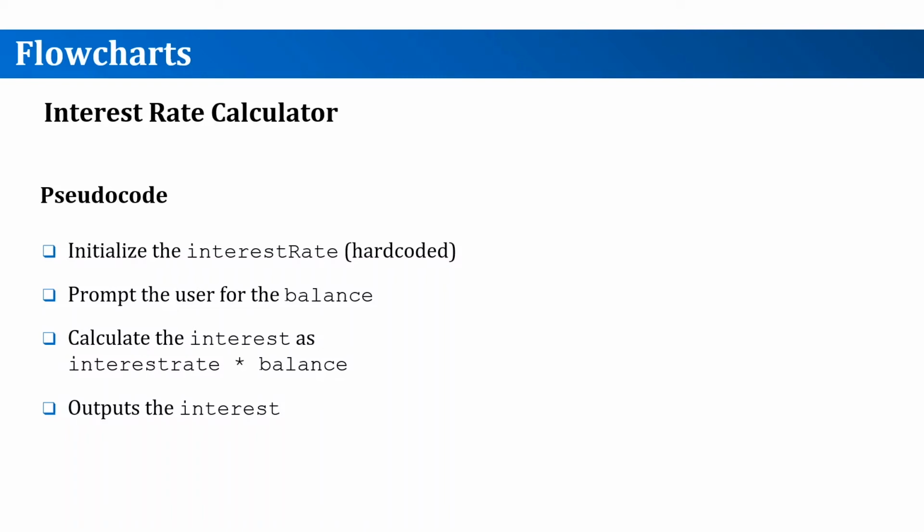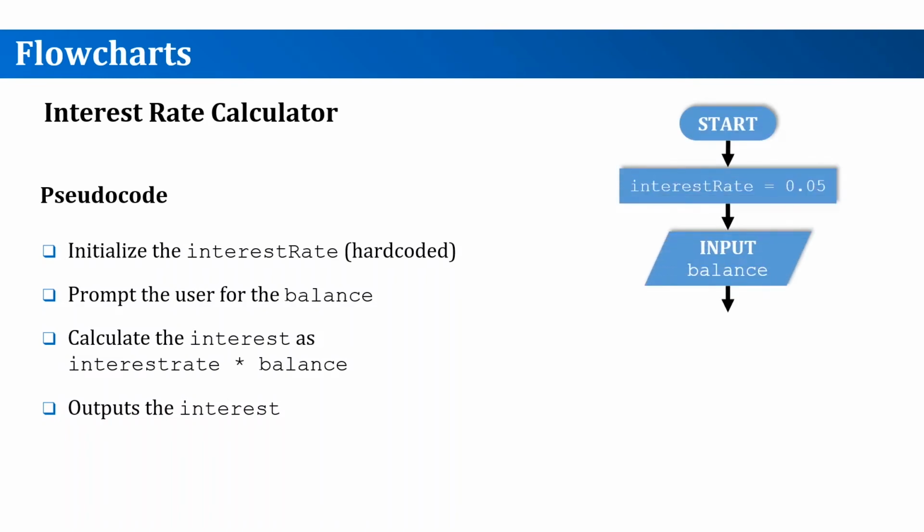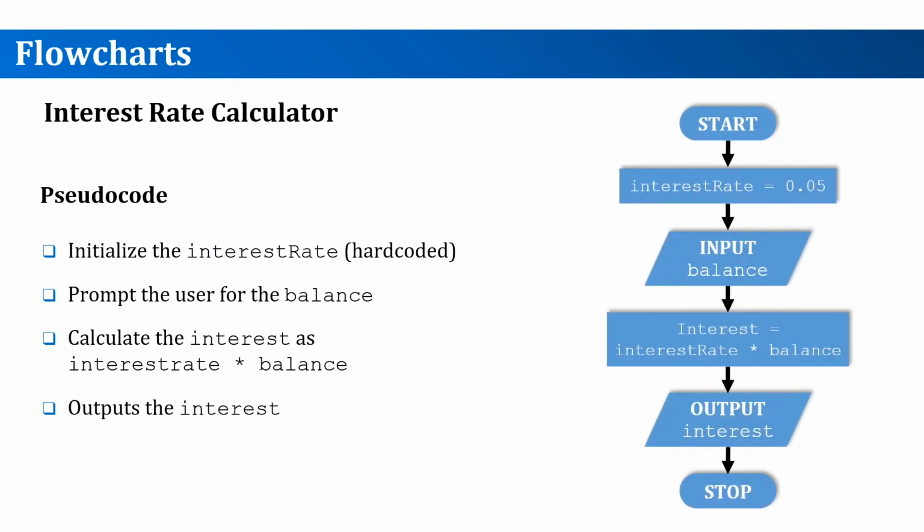To represent this as a flowchart, we start the algorithm, then initialize the interest rate in a rectangle, followed by a parallelogram to take the balance as an input from the user, do the interest calculation in a rectangle, another parallelogram to output the interest to the user, and then close the chart with the stop shape. Notice the matching of the flowchart and the pseudocode steps. Although flowcharts are easy to read and very intuitive, for extensive programs, maintaining a flowchart can be very challenging.